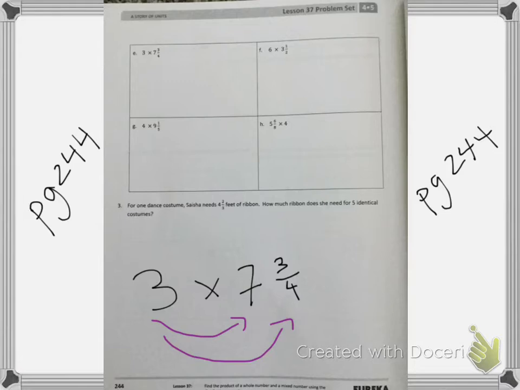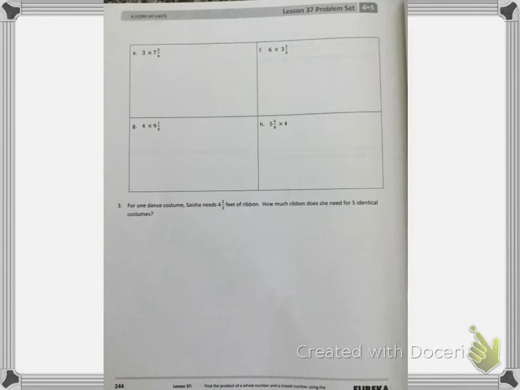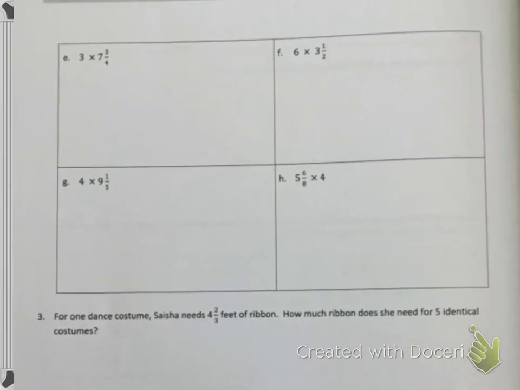So let's get into the lesson for today. Let's zoom on in, and let's start getting to work. I'm going to be using the distributive property for E, F, G, and H to solve. So I am going to be working with 3 times 7 and 3/4. We are going to put in parentheses 3 times 7, and we're going to be adding 3 times 3/4.